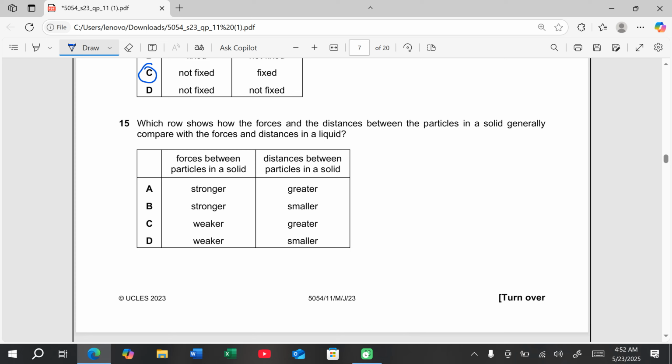An incomplete statement about latent heat is given: latent heat is the dash required to overcome. So it's the energy required to overcome the bonds between the molecules and change the state of a substance. So 16 is going to be A.